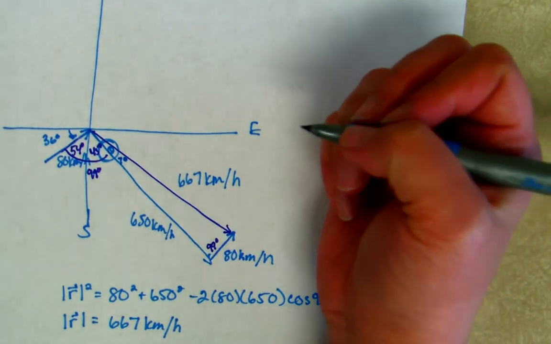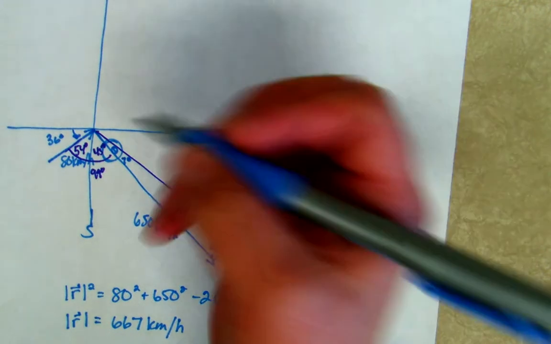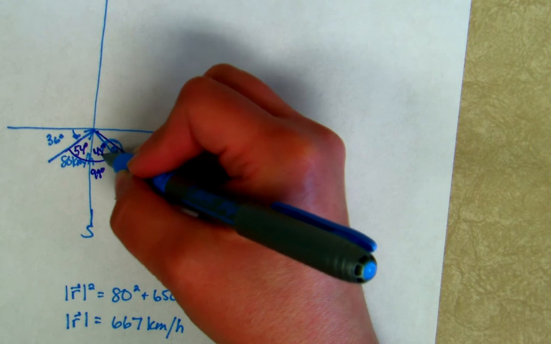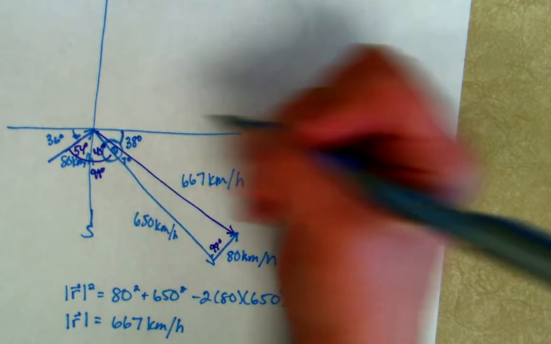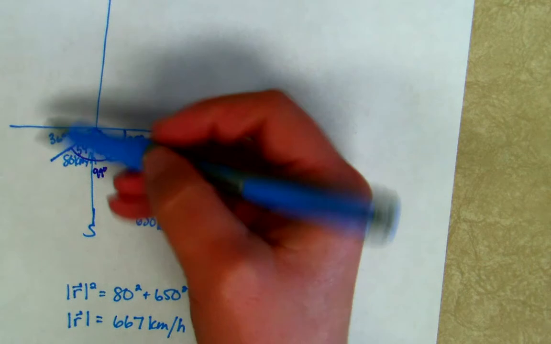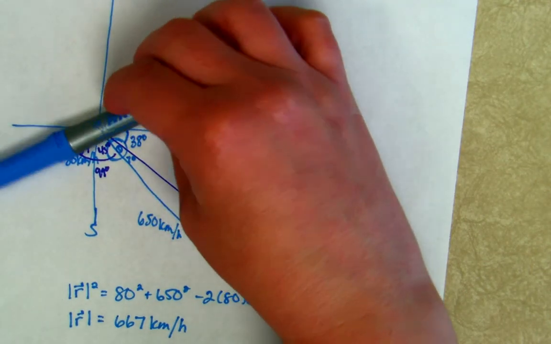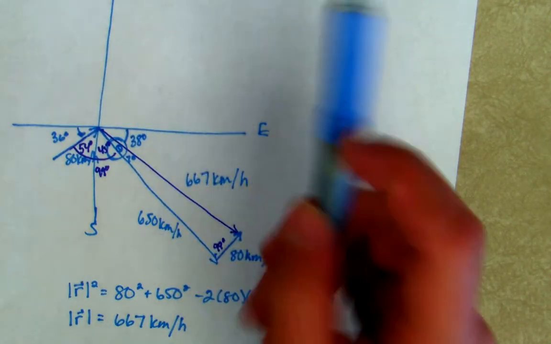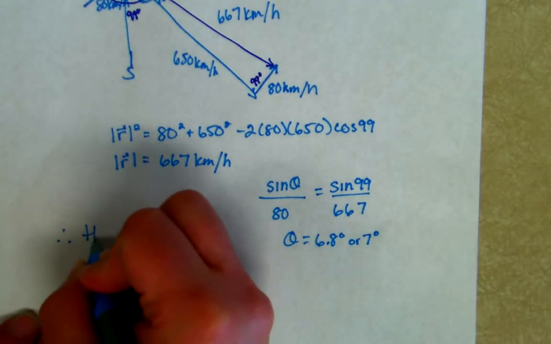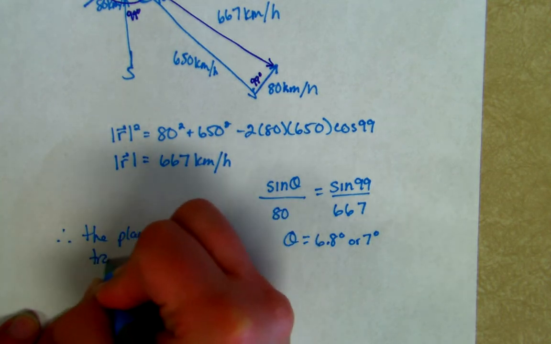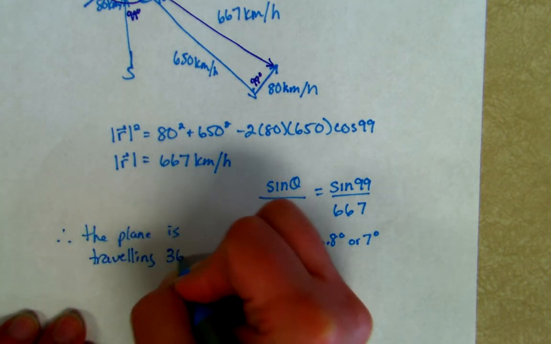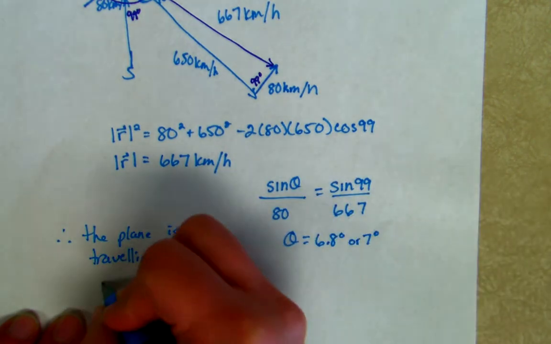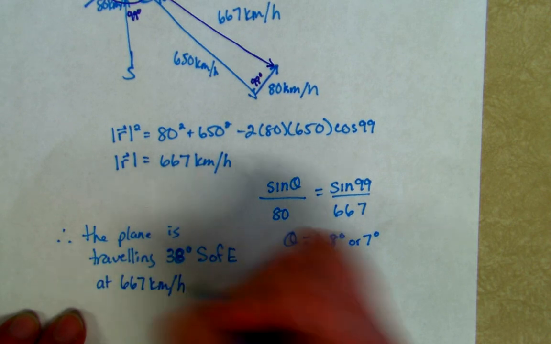But if I just quote my direction as 7 degrees, that's not going to match. However, if that's 45 and that's 7, I have a total of 52 degrees there. That means this here is 38 degrees because the last time this was given as 36 degrees south of west. So then we're actually heading 38 degrees south of east. So therefore the plane is traveling 38 degrees south of east at 667 kilometers per hour.